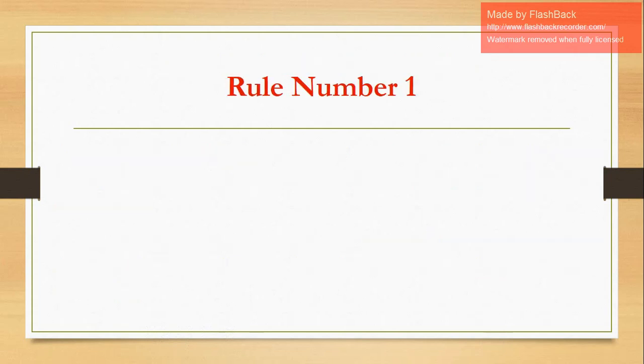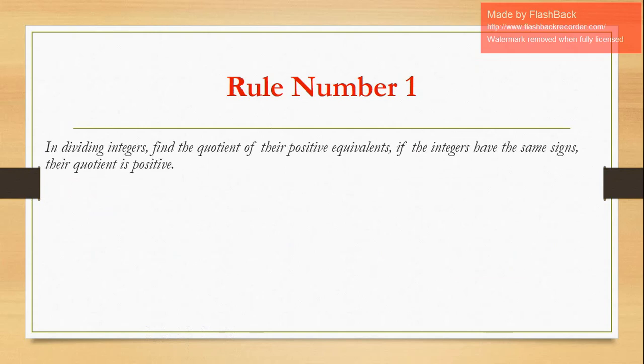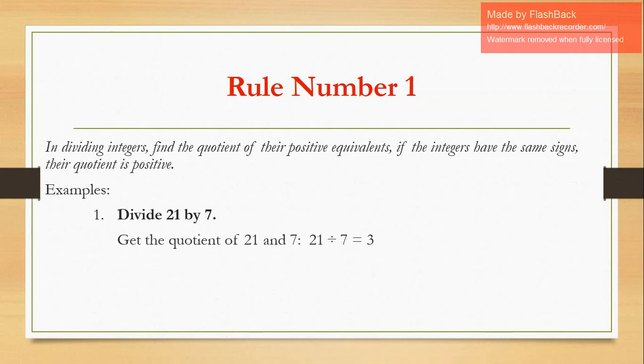So, let's have an example for rule number 1. What is rule number 1? In dividing integers, find the quotient of their positive equivalent. If the integers have the same sign, their quotient is positive. Examples. Divide 21 by 7. Disregard the sign, just divide the number. So, get the quotient of 21 and 7. 21 divided by 7 is equal to 3.